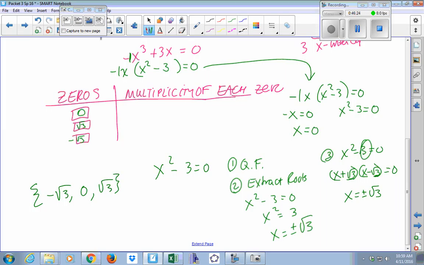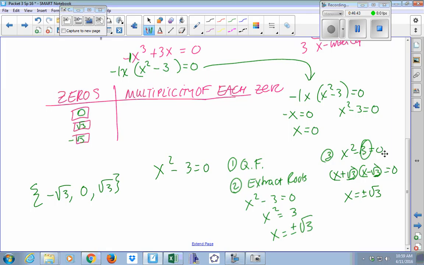What I do not want to see under here is the factors like x plus square root of 3 or x minus square root of 3. I don't want to see the factors. I want the solutions to the equation. That's what the zeros of a function are. It's the values of x that make that equation equal to 0.